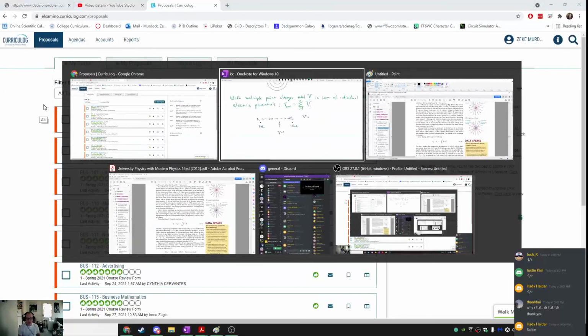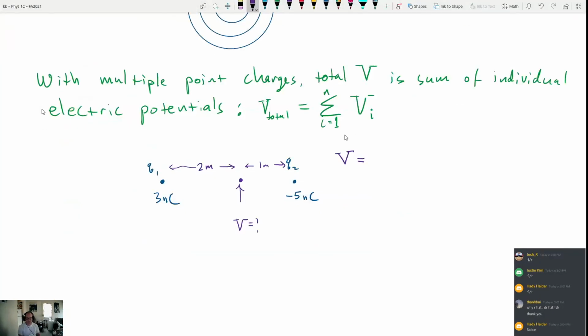Okay, this is right here. The total potential is going to be the sum of the individual potentials for each of these particles. So if I have Q1 at 3 nanocoulombs and Q2 at -5 nanocoulombs, and I want to know right at this point, which is 2 meters away from the 3 and 1 meter away from the -5, what is the electric potential right here?